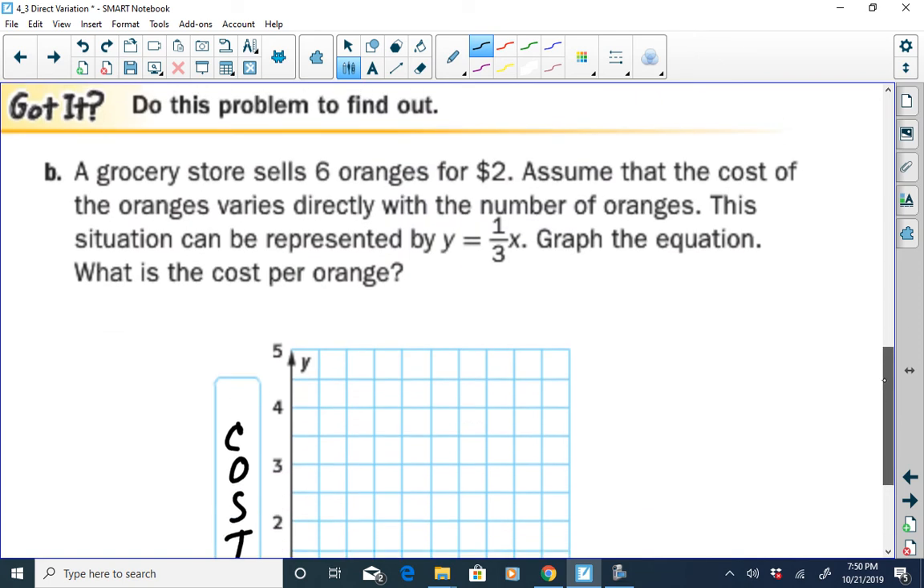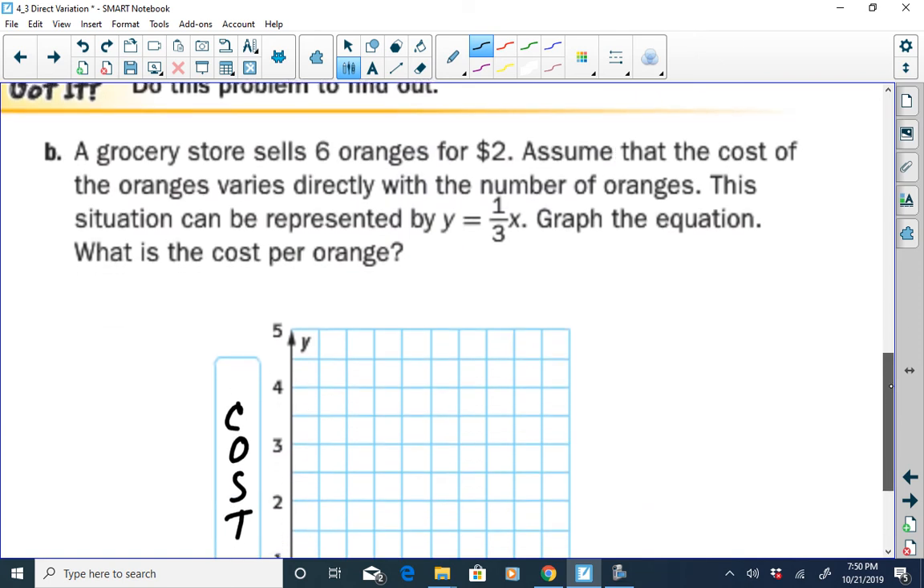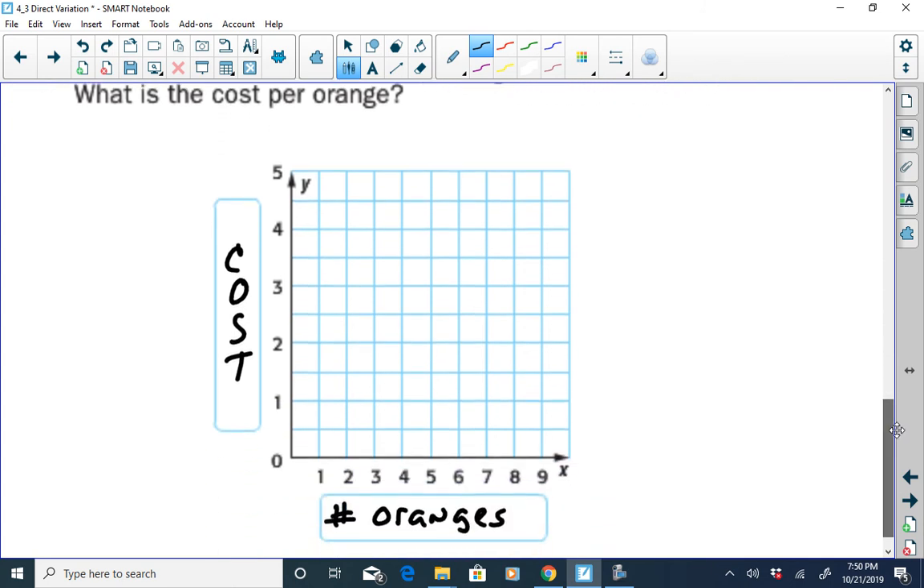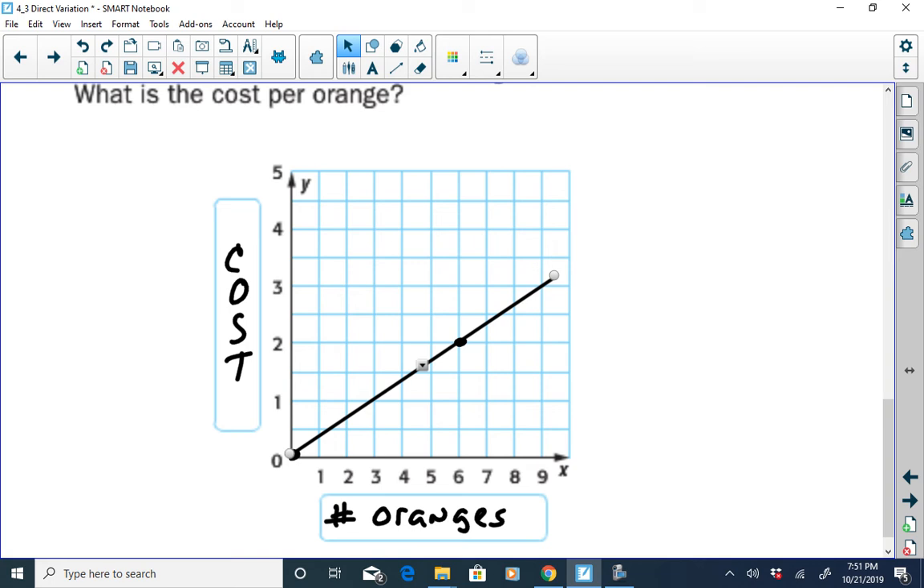Now, according to the information given, the grocery store sells 6 oranges for $2. So I go over to 6 oranges, I go up to $2, and I put a point. Well, we know they vary directly, so we know we're going to have a point at (0, 0). If I draw a line connecting those points, it's going to look something like this. I always like to extend that line when possible. If I extend that line and draw an arrow at the end of our line, I see that we're looking for the cost per orange.